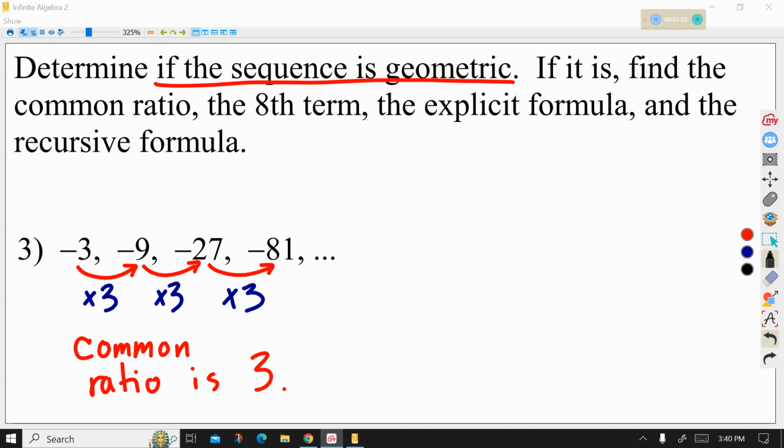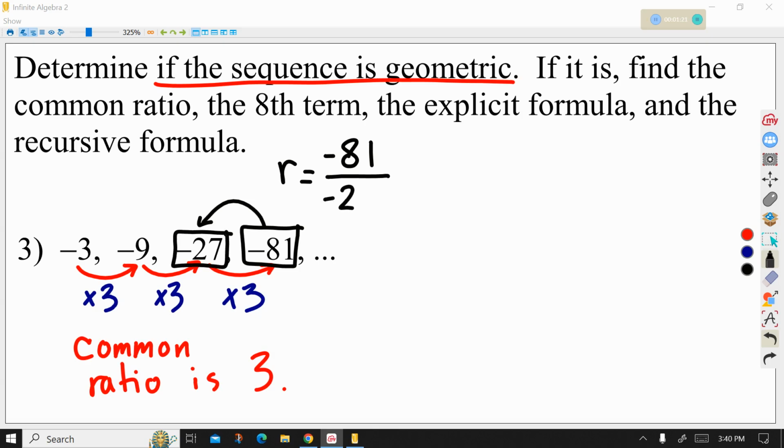Another way to get the common ratio while we're talking about it. One way to get the common ratio is to take any term of your sequence, so we could start with this one, and then divide it by the preceding term. So the preceding term to negative 81 is negative 27, right? So negative 81 divided by negative 27 will give us positive 3.